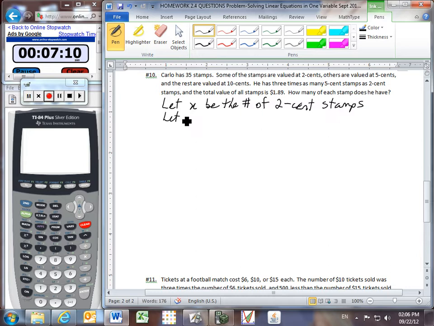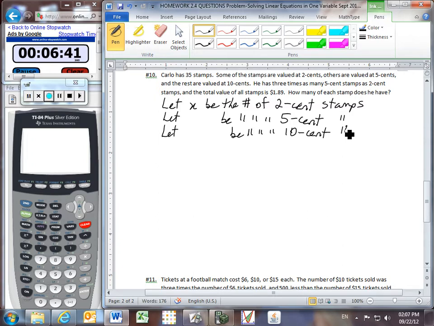Okay, I need some expression in terms of x. If I want to solve this question with only one variable, so I'll leave a blank. Let something be the number of 5-cent stamps, and let something else, we'll see in a minute, be the number of 10-cent stamps. Right. Now let's look at the details in the problem.